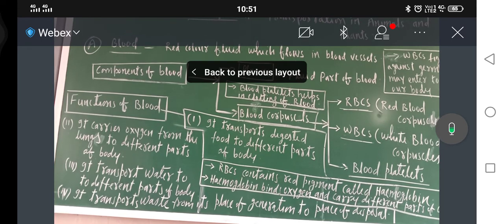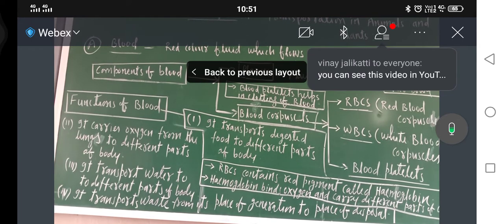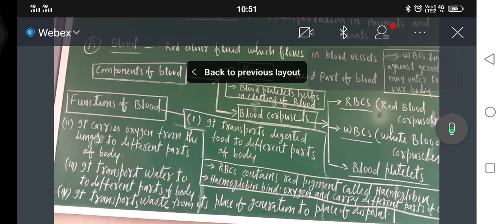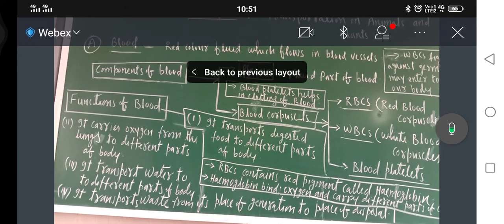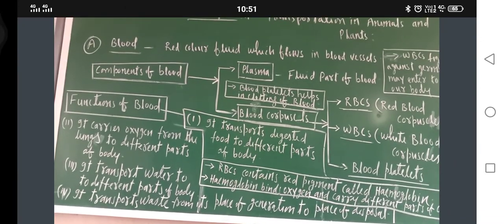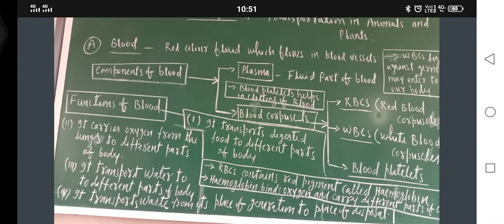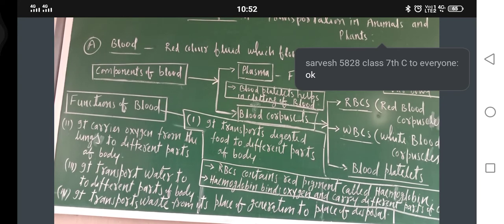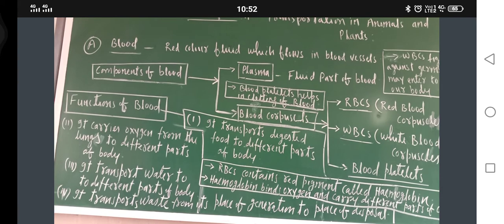Today I started with the teaching of the first component of circulatory system. So how many components of circulatory system are there? Blood is there, blood vessels are there, and heart is there. These are the three components of circulatory system. And one by one I will teach. Today I started blood. That is the first component of circulatory system. So what is the blood? Red color fluid which flows in vessels.